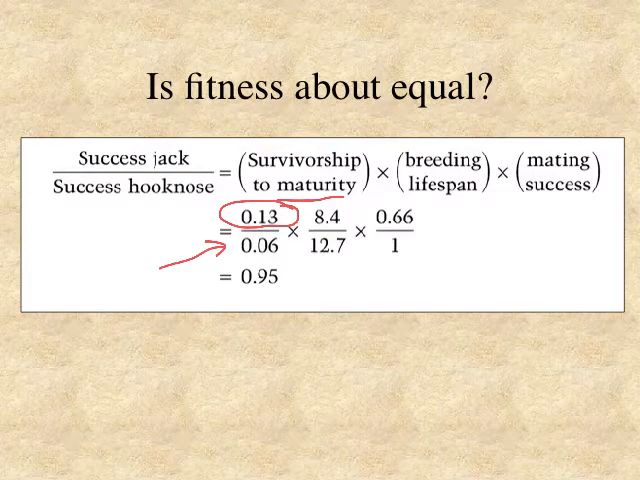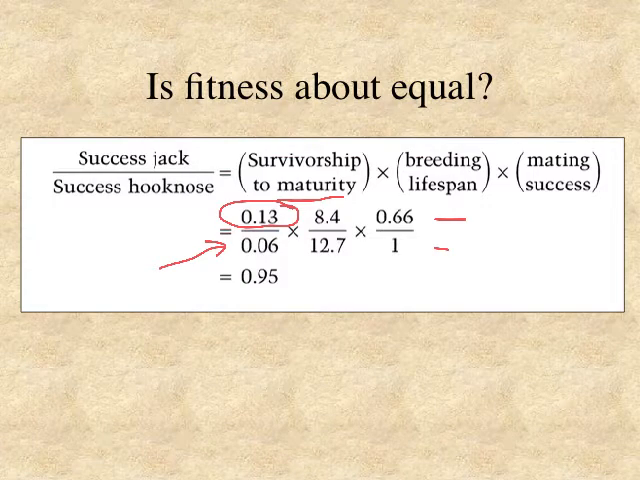The breeding lifespan is basically the number of days that you're competing for fertilizations with females. It is higher in hook-nose than it is in jacks, because they have bigger body sizes and more resources to keep going. Remember, they all just die after reproduction. They deplete all those resources in reproduction. And then you can look at mating success, which is about 2/3 in jacks what it is in the hook-nose.